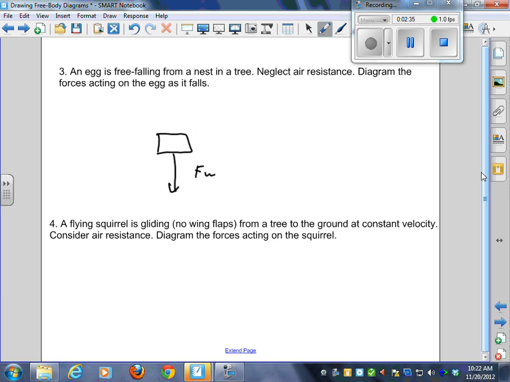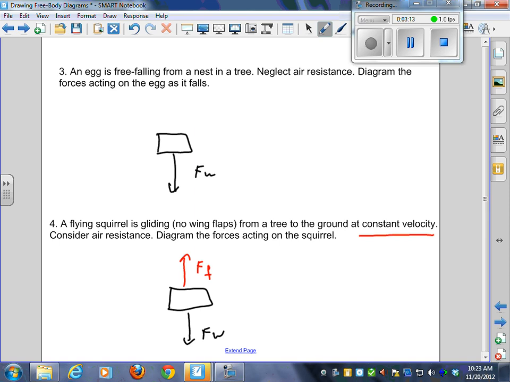A flying squirrel is gliding. No wing flaps. In other words, he's not flapping. He's just sort of gliding like a parachute kind of thing, from a tree to the ground at constant velocity. Consider air resistance. Diagram the forces acting on the squirrel. Well, just like the egg falling out of the nest, there's going to be a weight force. In this case, it said there is air resistance, and it also says that there is constant velocity, which means that the net force has to be zero, it has to be balanced. And so you've got an air resistance. I'm going to just call it a friction force that is up.